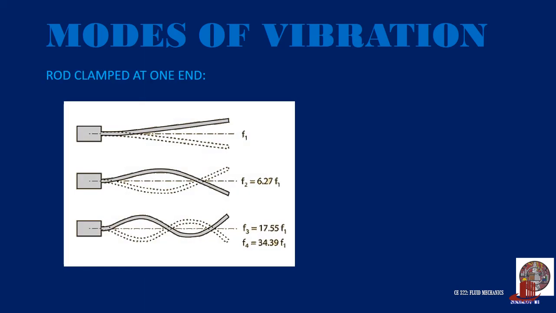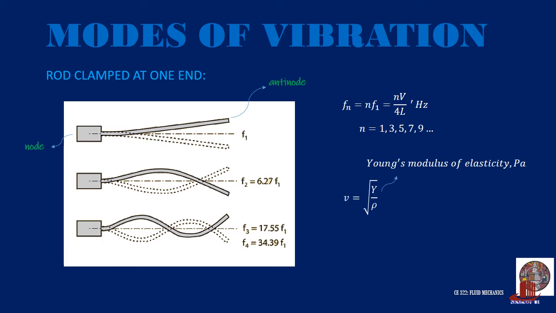Another scenario to check for mode of vibration would be a rod which is clamped at one end. In this system, the clamp end is going to yield a node and the free end can give an antinode. And making the same analysis, we can say that the wavelength will require 4 lengths, so the formula becomes nv all over 4L in Hertz instead of 2L like we had earlier. For a rod system, velocity will be taken as the root of Y all over rho, or that is a root of Young's modulus with respect to the density of the rod.